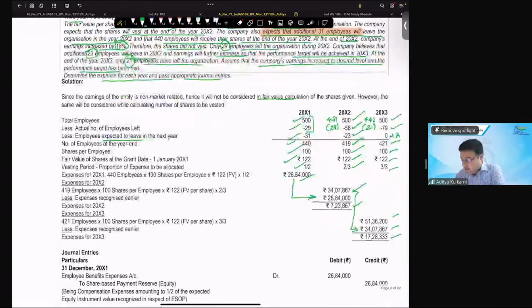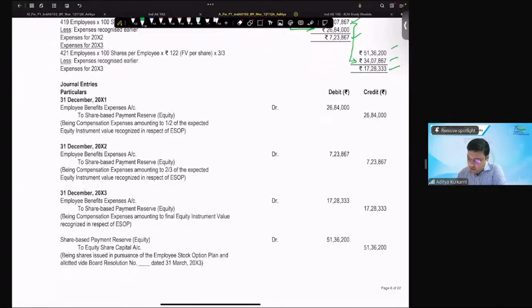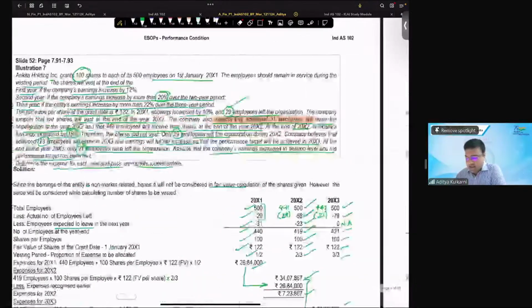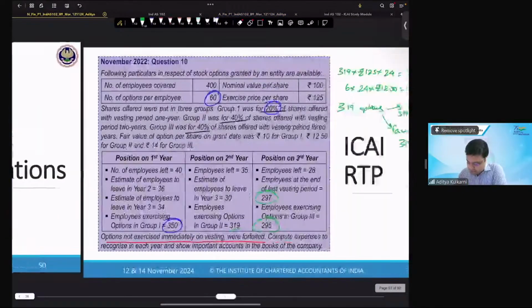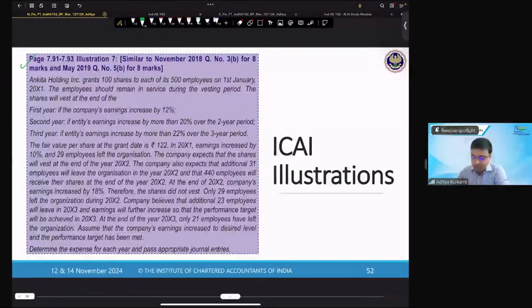Are you able to understand this? Yes, sir. Yes. Journal entries are passed for 1, 2, 3. And finally, SBP reserve account debit to equity share capital. 5136,200 is moving to the share capital. Are you able to understand? Yes, sir. So that takes care of 51 we did. 52 also we did. Okay, slide number 52.